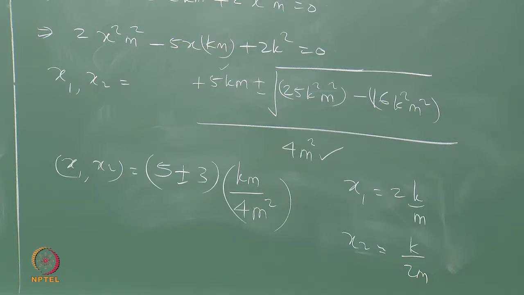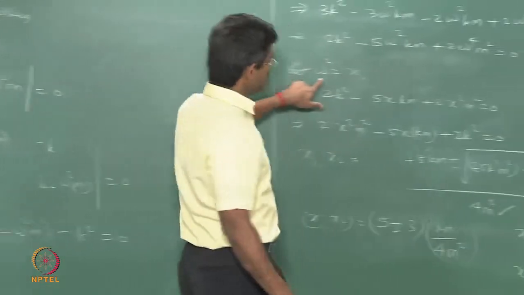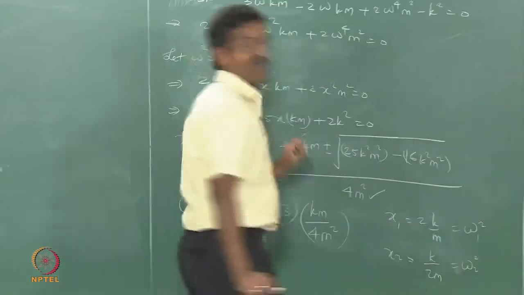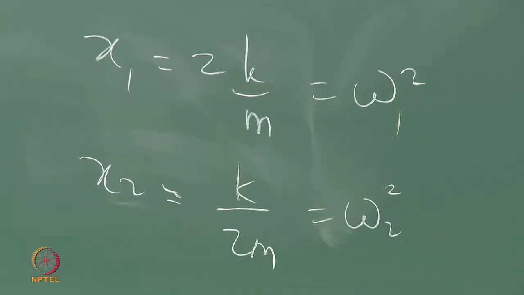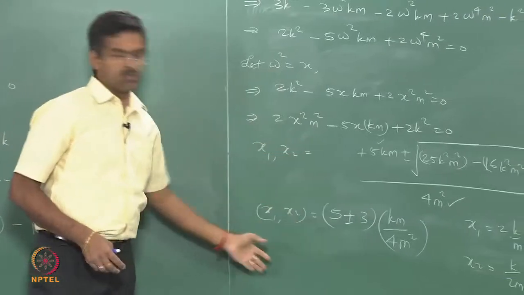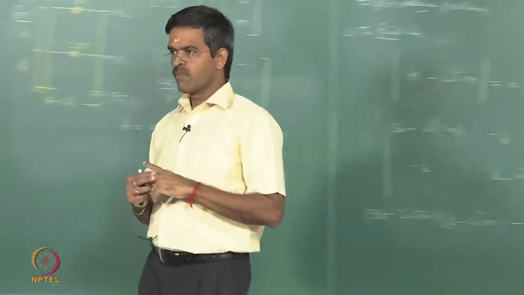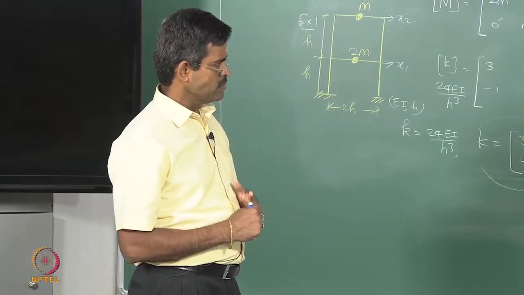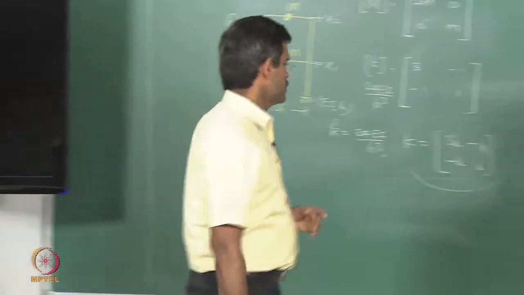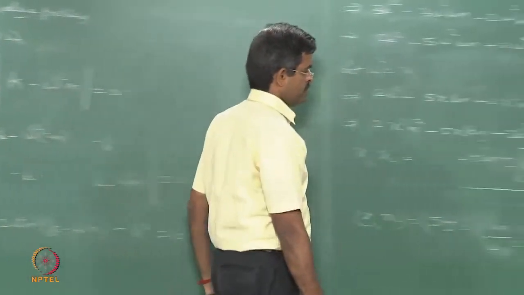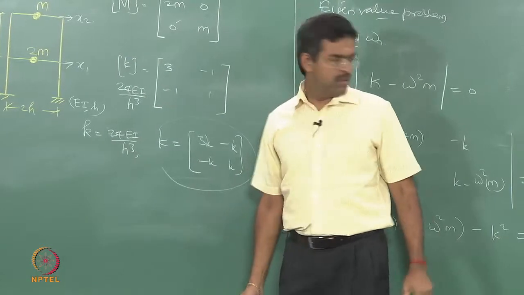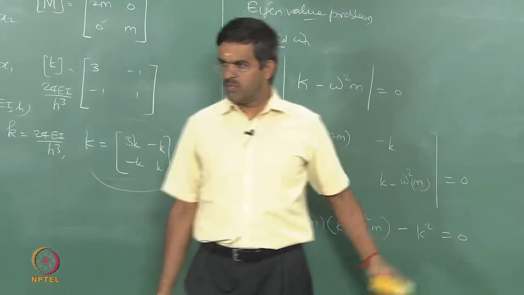Okay. We already know that x is omega square. So, can I say this is omega 1 square and this is omega 2 square? Yes, already x is omega square. So, x1 is omega 1 square, x2 is omega 2 square. Is it not? So, these are the frequencies, because you know k and you know m. K is nothing but 24 EI by h cube, m is m kg, which is given in the problem. You can easily find omega 1 and omega 2, which we wanted.